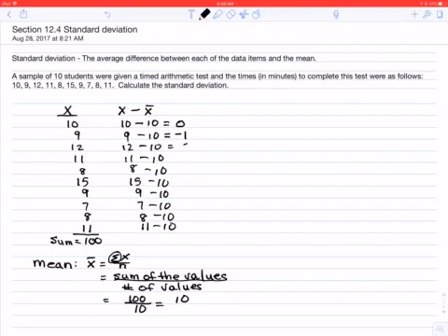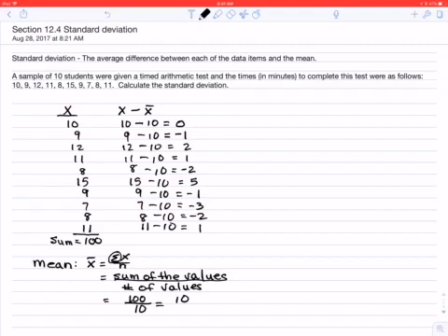12 minutes is 2 minutes above 10. 11 is 1 above 10. 8 is 2 below 10. 15 is 5 above 10. 9 is 1 below 10. 7 is 3 below 10. 8 is 2 below 10. And 11 is 1 above 10.